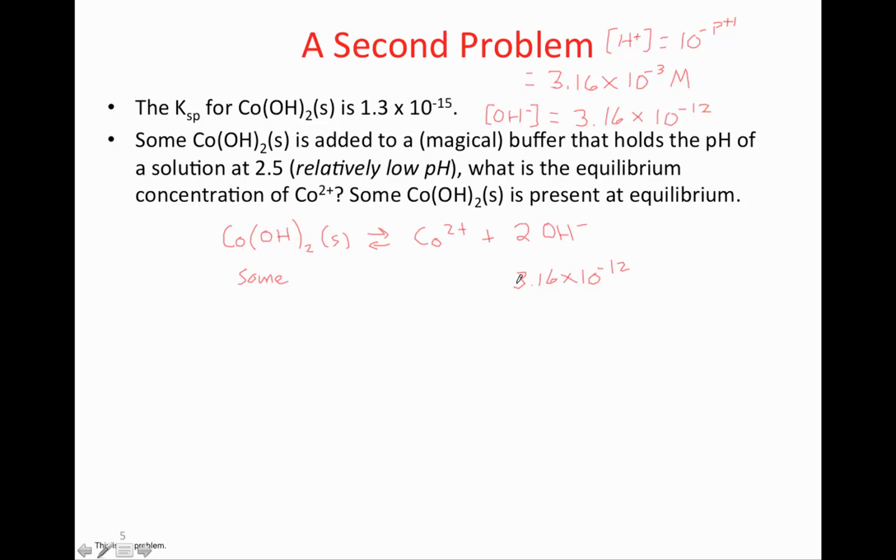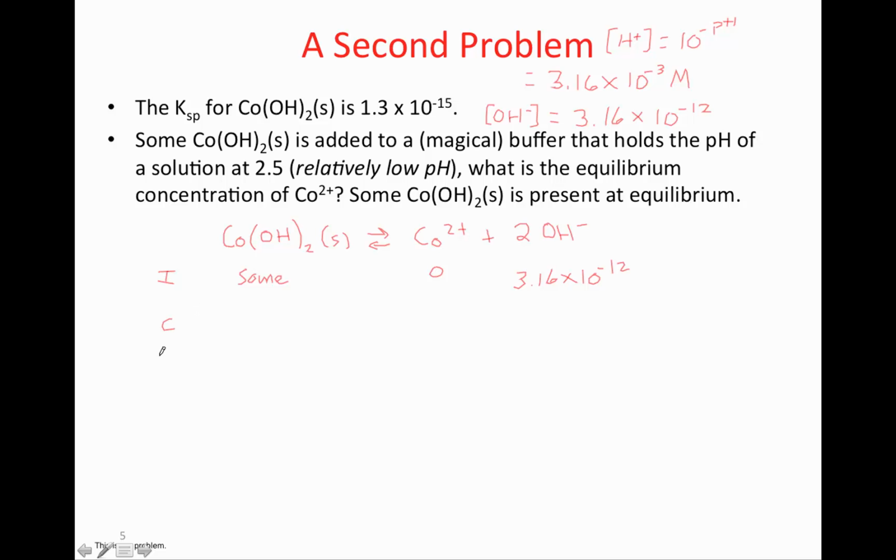If I have basic conditions, I have a high concentration of hydroxide. The equilibrium is not going to the right here. The dissociation is not going to the right. Now I have an extremely low concentration, and now it is. Okay, I think I said that right. So we've got none of this to begin with. We have this magical buffer. It holds this pH constant, so extremely low hydroxide concentration.